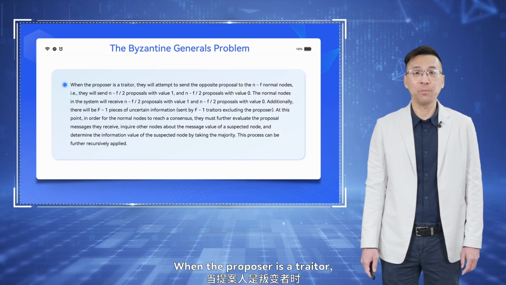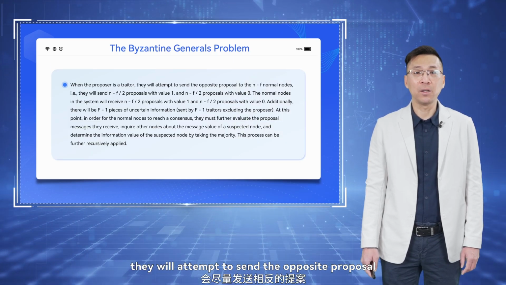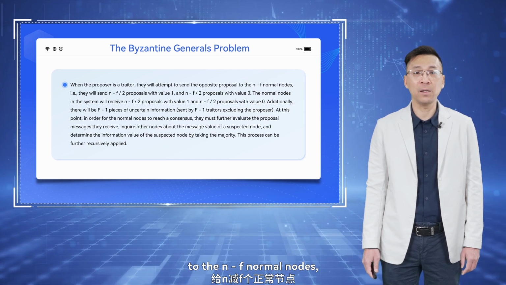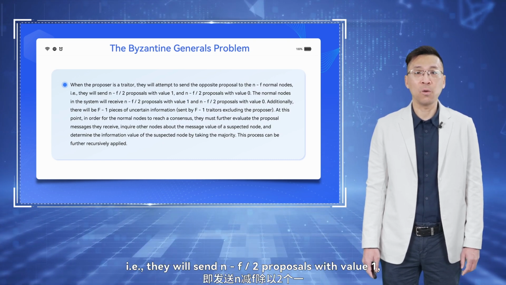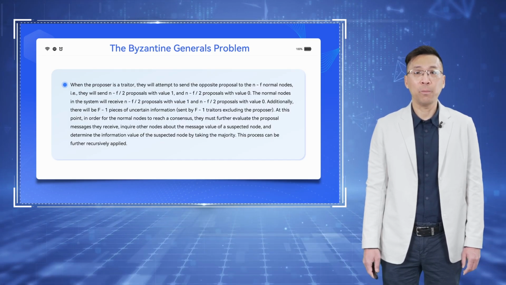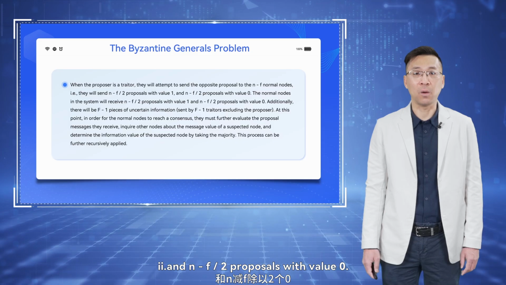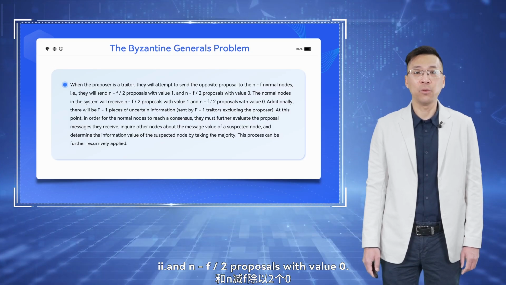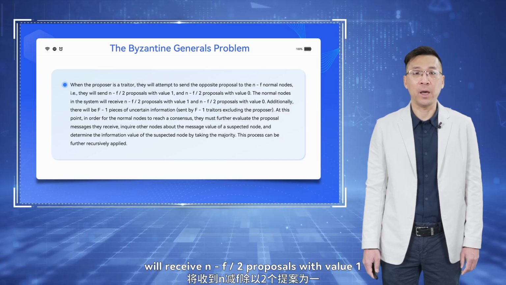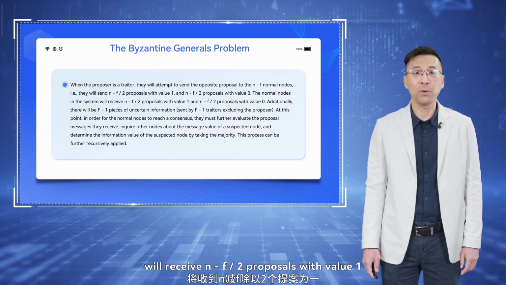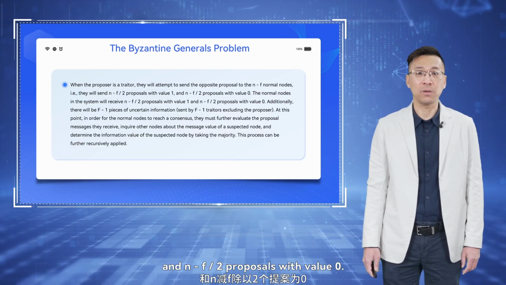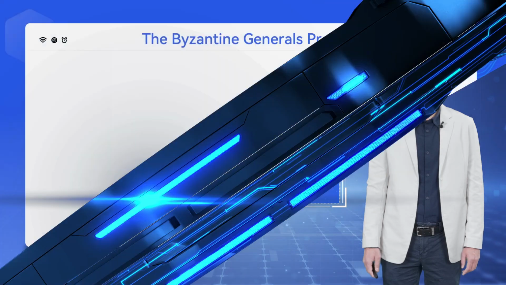When the proposer is a traitor, they will attempt to send the opposite proposal to the n-f normal nodes, i.e., they will send (n-f)/2 proposals with value 1, and (n-f)/2 proposals with value 0. The normal nodes in the system will receive (n-f)/2 proposals with value 1 and (n-f)/2 proposals with value 0.